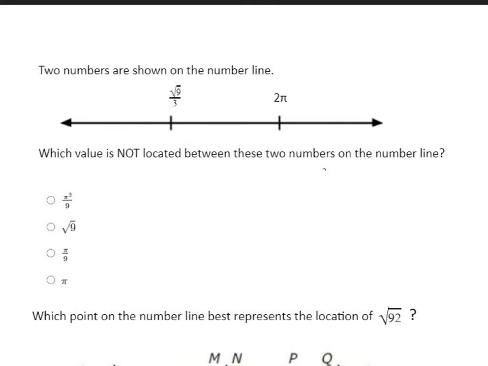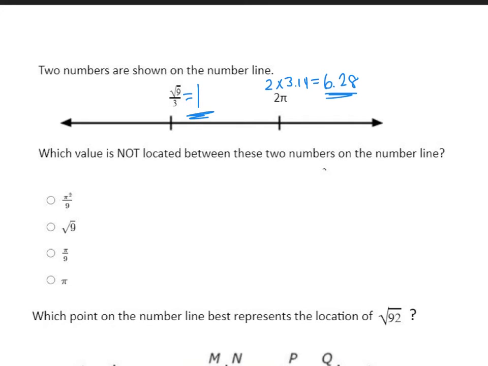Next one. Two numbers are shown on the number line, here and here. Which value is not located between these two numbers on the number line? All right, here I go again. I'm going to convert my numbers into decimals. So I'm going to calculate the square root of 9 divided by 3, and that's going to equal 1. And 2 times pi, so 2 times 3.14 is going to equal 6.28. Okay, so these are my numbers that I want to find out which is not located between those two.